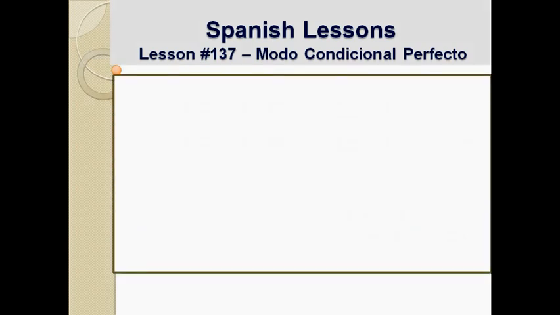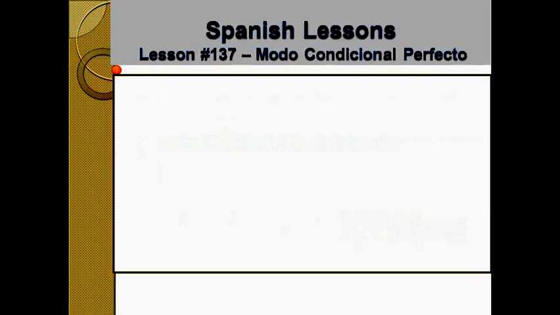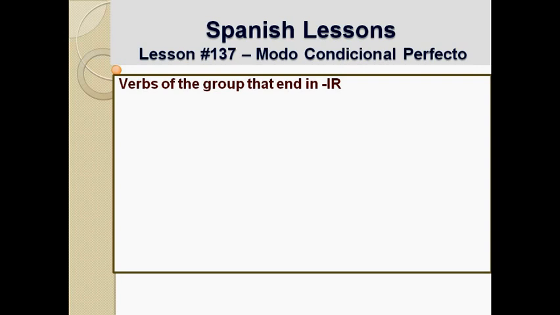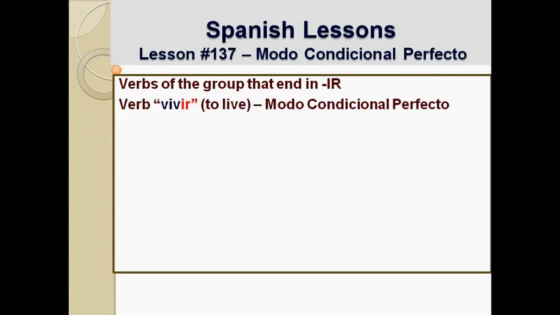So now let's see the last group of verbs, the verbs that end in ir, and this is the smallest of the three groups, and it's also the group that has more irregular verbs. But let's practice with a regular verb, that is the verb vivir, or to live. Example, yo habría vivido, or I would have lived.